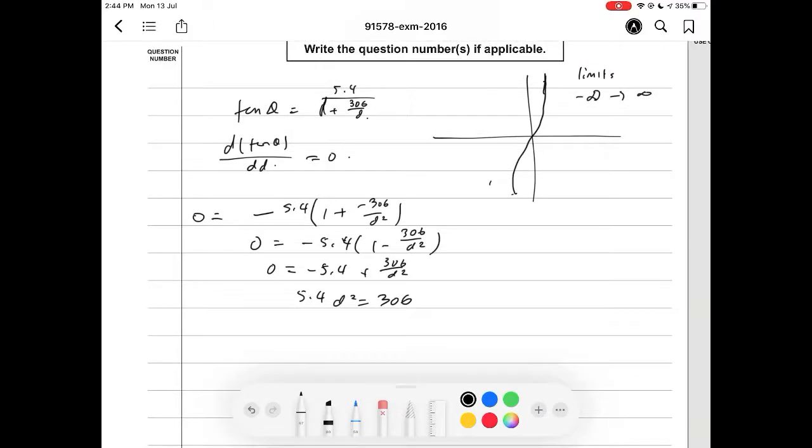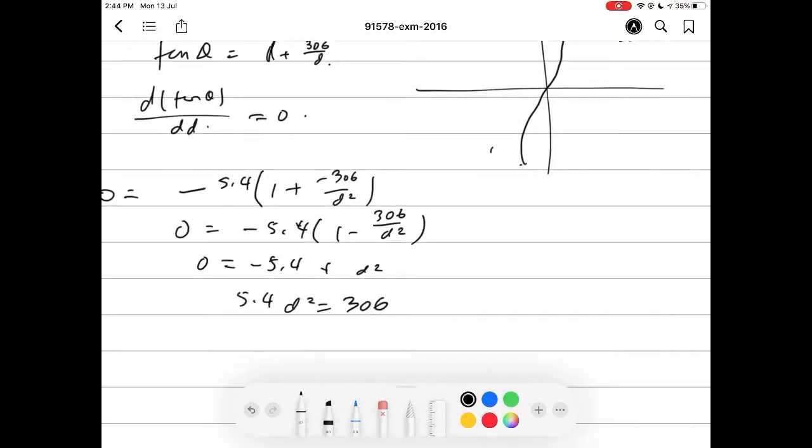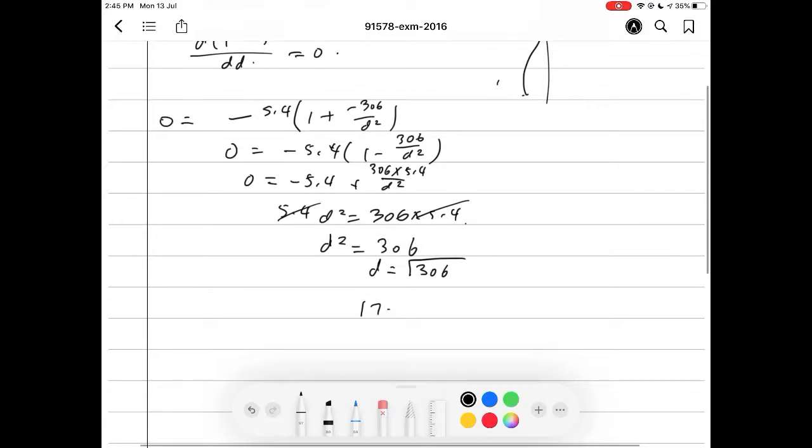Where am I? Oh yes, far. Oh my. Okay, so 306 times 5.4, I forgot about that. Apologies. 5.4 times 306. Okay, so 5.4 here, 5.4 there, that cancels out. So d squared equals 306. Therefore, d equals the square root of 306, which is 17.49 meters. And that will be our final answer for this question.